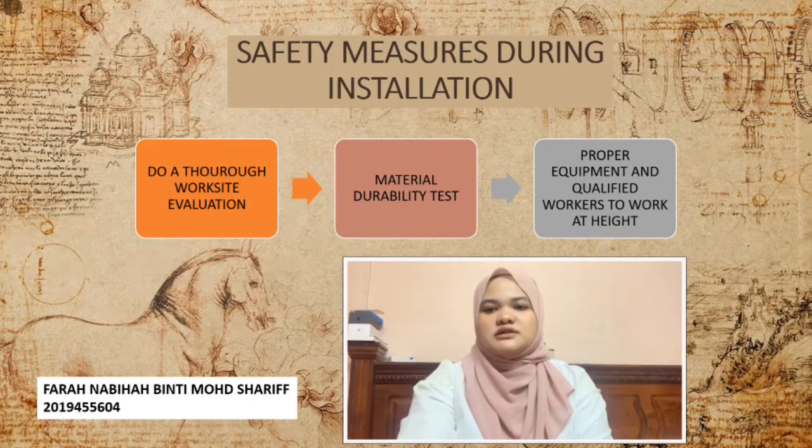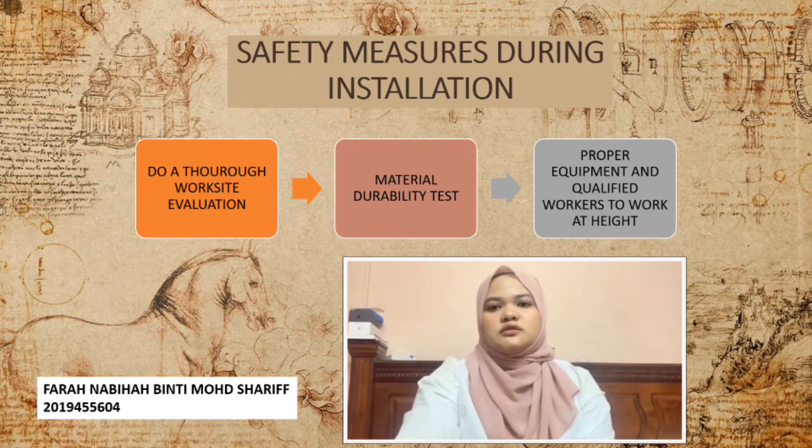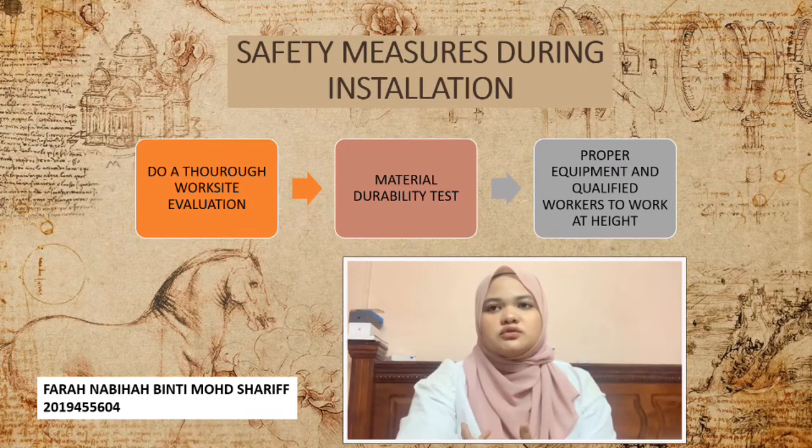The safety measures during installation of the dome in Hagia Sophia are, firstly, to do a thorough work site evaluation. For example, since Hagia Sophia experienced earthquakes more than 2 times, some parts of the building have been destroyed by it. It is crucial to do work site evaluation and regularly analyze the work to identify any potential hazards and come up with a plan to eliminate them.